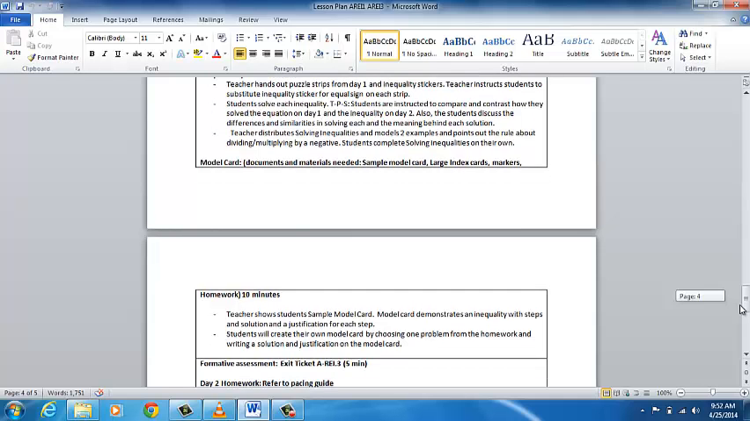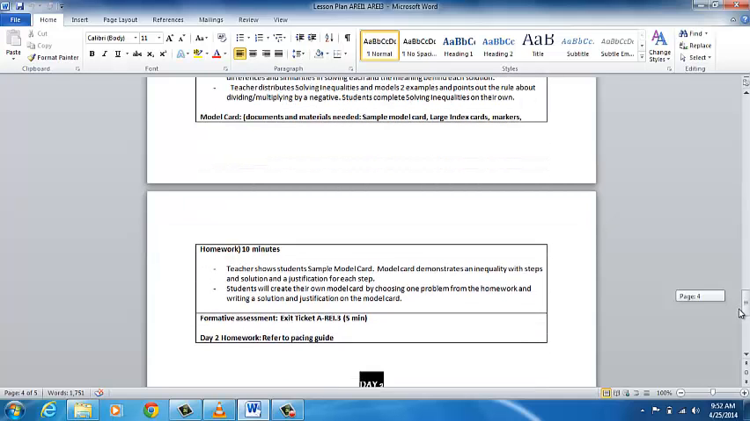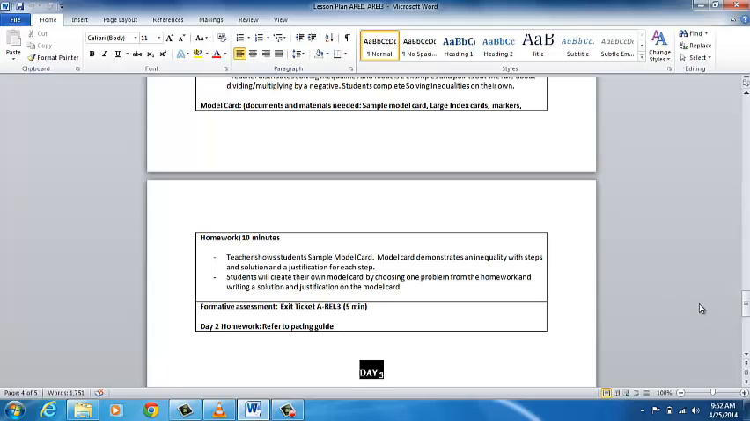Now, the model card will be explained to students, but in essence, it demonstrates an inequality with steps and a solution and a justification for each step. Really what a model card is, it's asking for students to create a question, complete the question, and then have justification and steps explained, as if they were teaching it to their younger brother or little cousin. Students will have the homework and the exit ticket at the end.